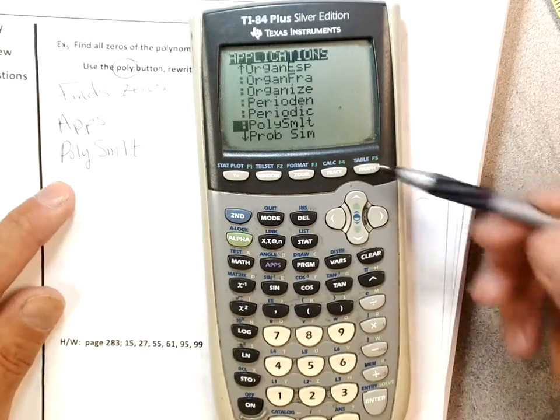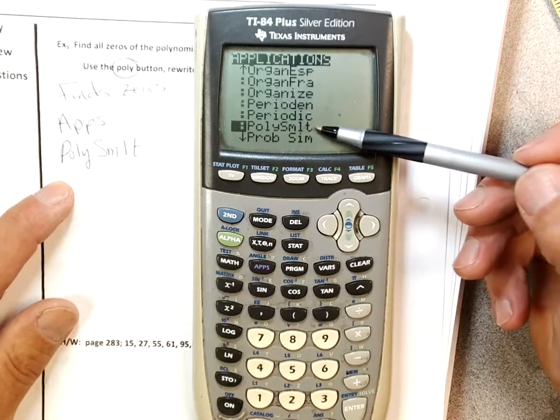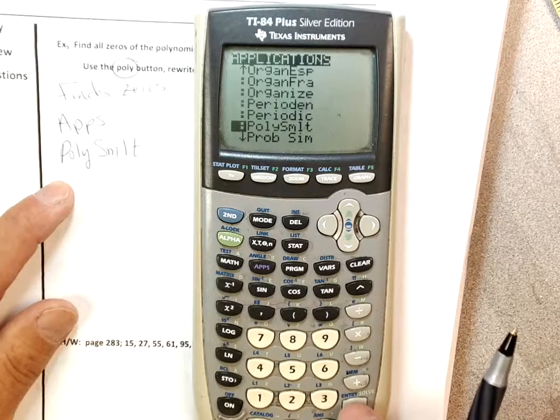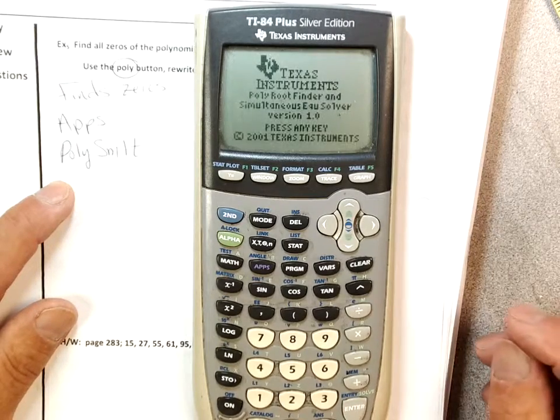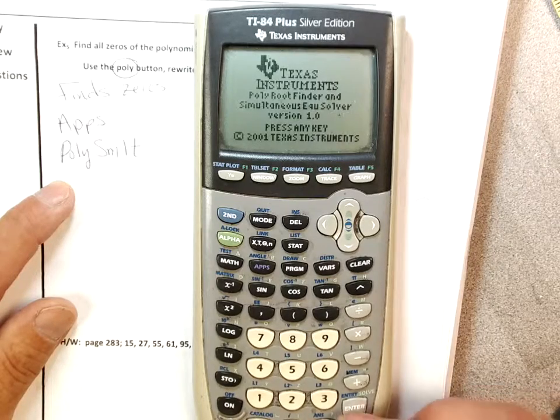Everybody find it? Okay. If you have Smlt 2, that's fine. You have a newer calculator, right? Some of your calculators are going to be quite a bit newer than this. This is just the old version. Enter. Everybody good? Free advertisement. Don't you love free advertisement? Yes, Texas Instruments. Okay. So enter.